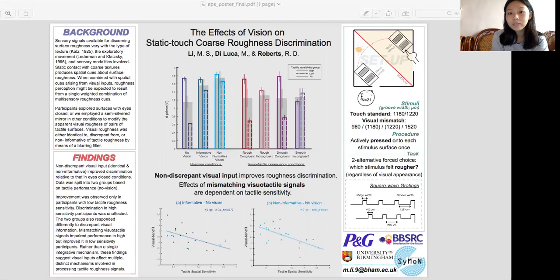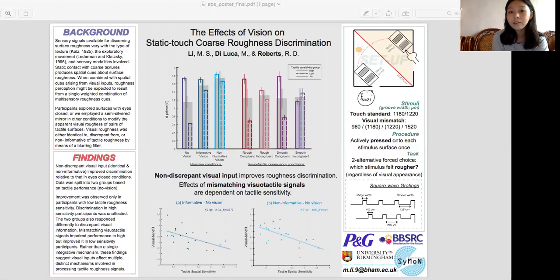Bias-free measures of sensitivity, d', are shown by the gray bars in the bar graph. Roughness discrimination was improved in baseline conditions with the addition of both spatially informative and non-informative visual inputs relative to the no vision baseline. There was no significant difference between the two visual conditions.